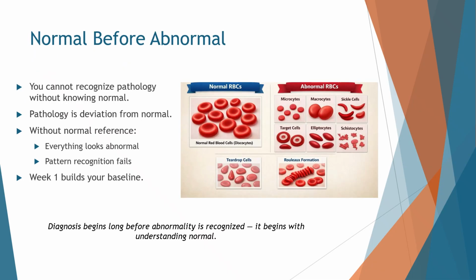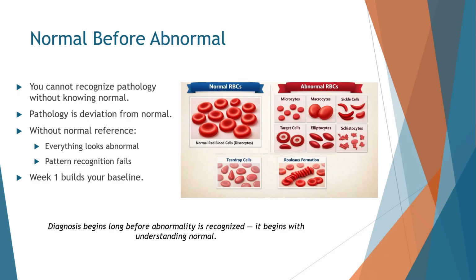This slide might be the single most important philosophy of this entire course. You cannot recognize abnormal until you deeply understand normal. Pathology is not random chaos. It is deviation from an established baseline. If your mental image of a normal red blood cell is vague, then everything starts to look abnormal. Pattern recognition breaks down and confidence disappears. And honestly, that's where beginners struggle most. Experienced laboratorians don't memorize diseases first, they memorize normal appearance so thoroughly that abnormalities almost announce themselves.